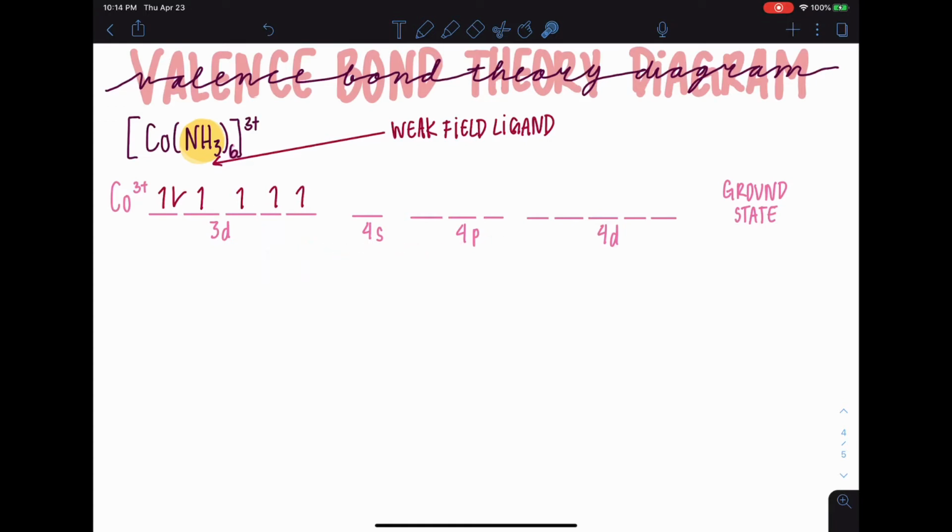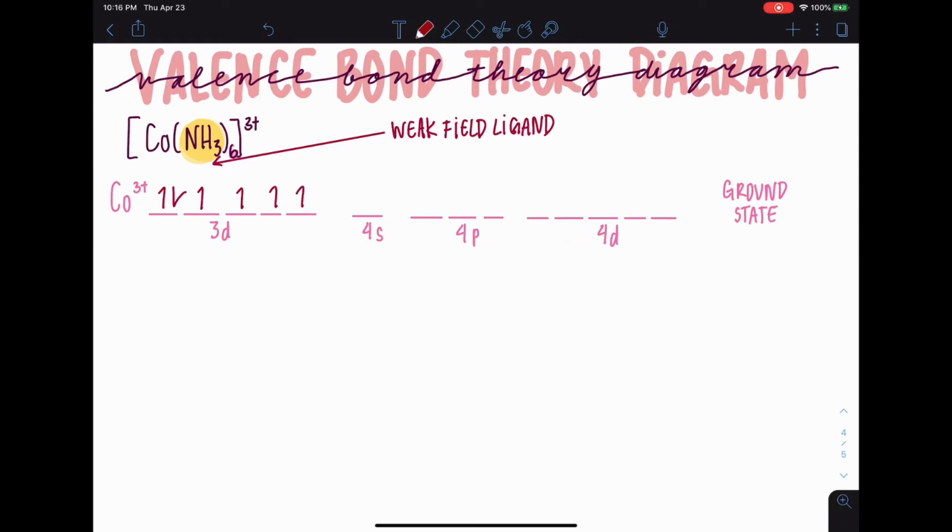d2sp3. But because this complex ion has a weak field ligand, its hybridization will be sp3d2 and will start off in the ground state. Then it will hybridize straight into the bonded state. It will also have an outer d orbital.